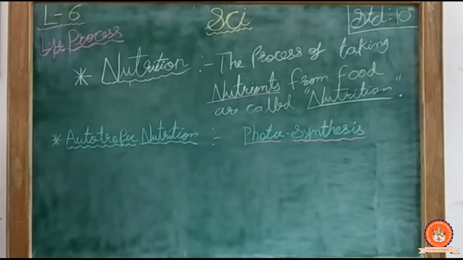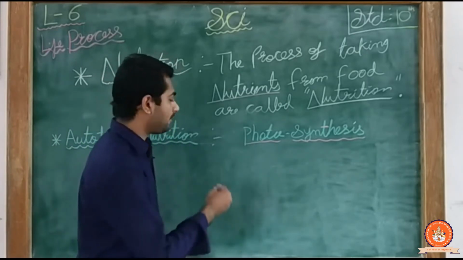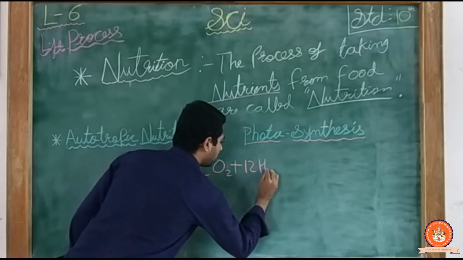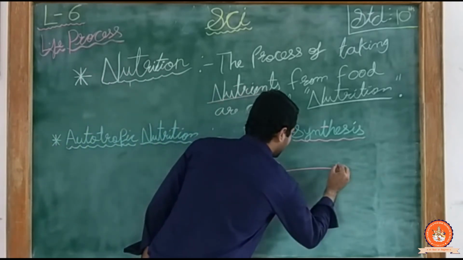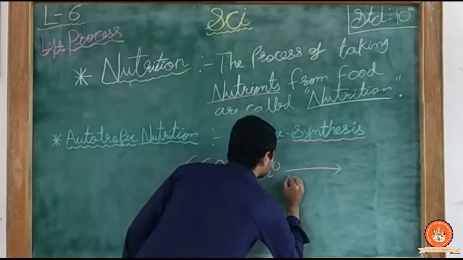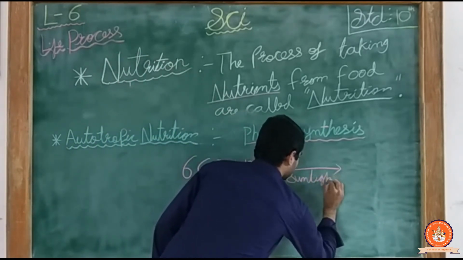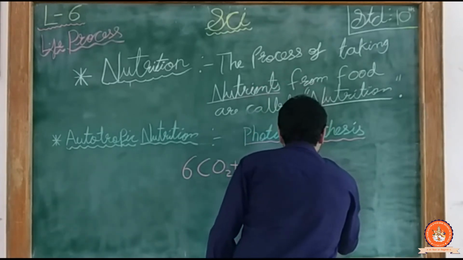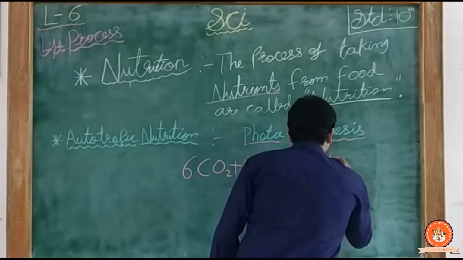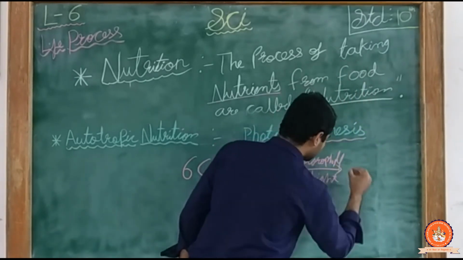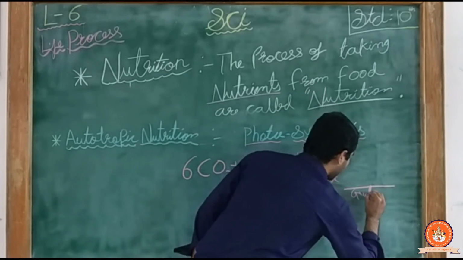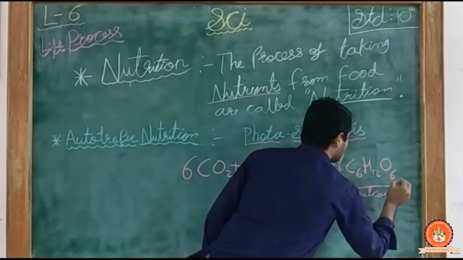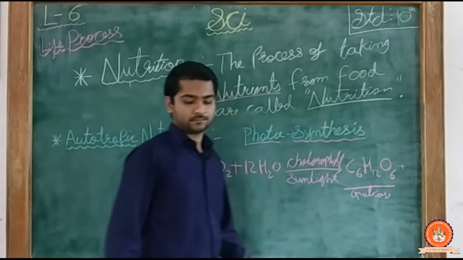Now coming to the photosynthesis process, we have the chemical reaction that I am writing here. 6CO2 plus 12 molecules of water, when they react in the presence of sunlight with chlorophyll, it gives us carbohydrate, or you can say glucose, C6H12O6, plus other byproducts.